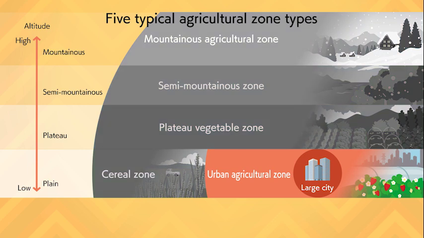The first type is the urban agricultural zone. This is flat land with few hilly areas that extends downstream of a large river. Typically, this zone is favorable for the establishment of a major city. At the same time, the water and open plains create excellent conditions for agricultural production as well.